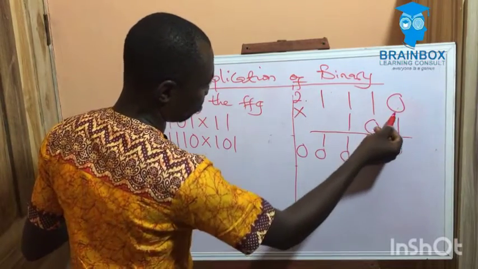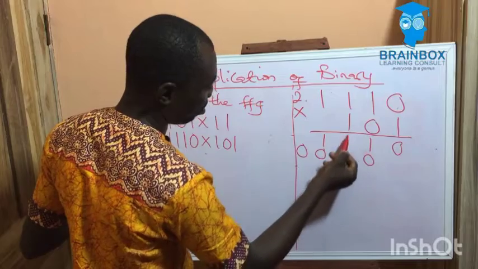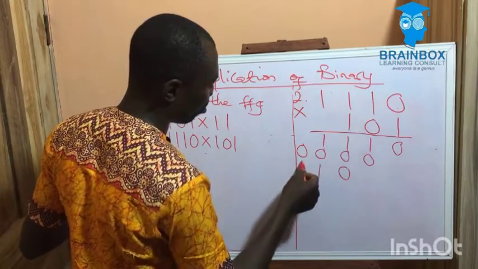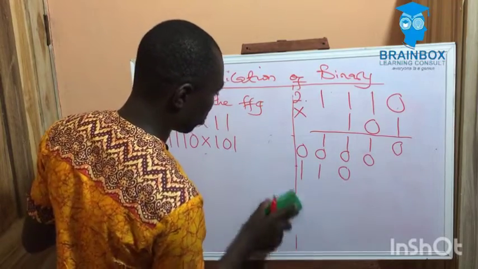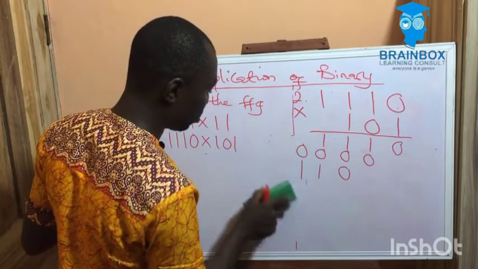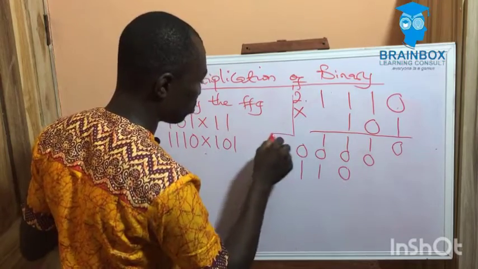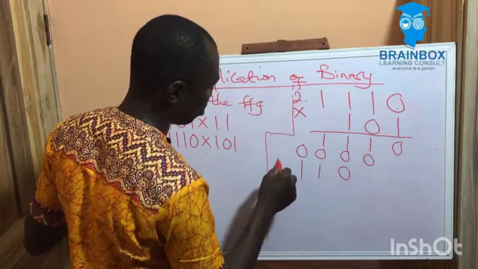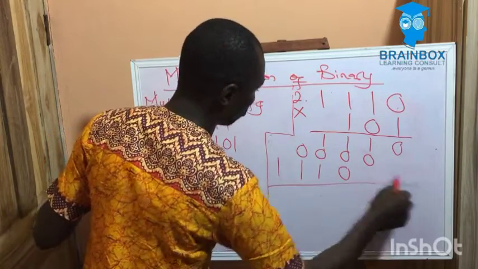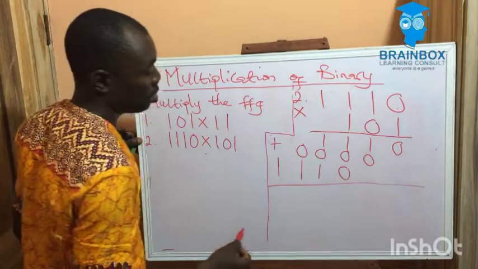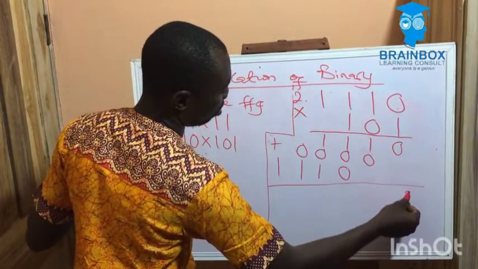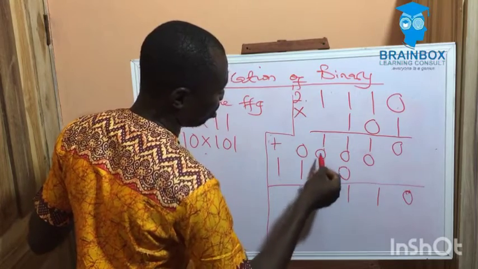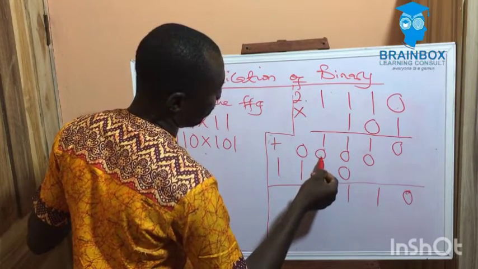So 1 times 0 gives us 0. 1 times 1, 1. 1 times 1, 1. Sorry, let me clean this off. Okay, 1 times 1, that will be 1. So with this we can add up. So that's 0. That's 1. This will give us 1. 1 plus 0 is 1.